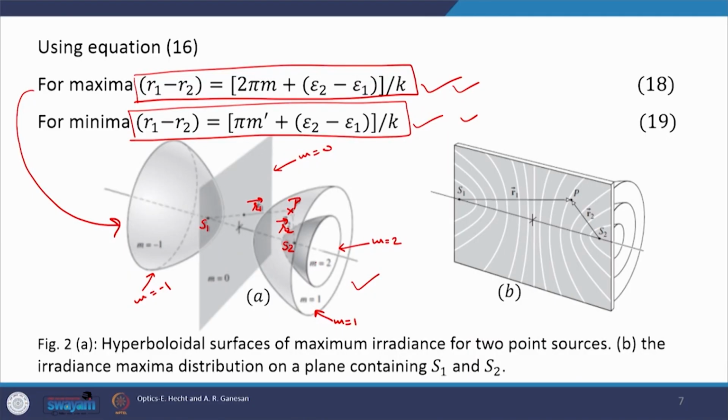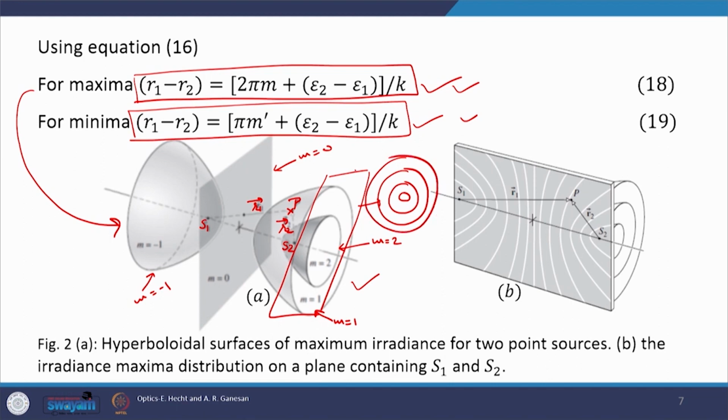And if we trace the bright fringes, then these hyperboloids of revolution are formed. Now, if you cut this hyperboloid of revolution through a plane which is perpendicular to the axis of this hyperboloid, then you will get concentric circles. If you cut it through this plane here, then you will get concentric circles. Here you get circular fringes.